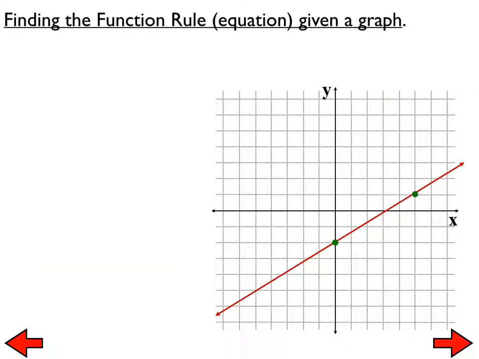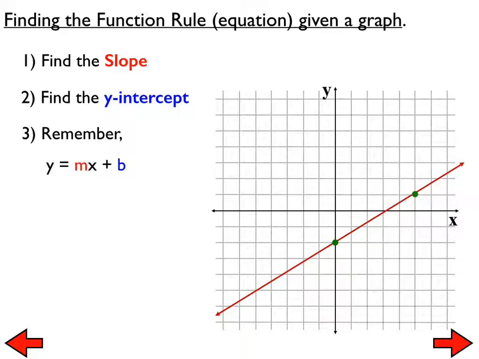All right, so here's the first problem for today. Find the function rule given that graph. Notice how I put in parentheses "equation." Yesterday I gave you a few problems in the homework where instead of asking for the function rule, I asked for the equation, because they're the same thing. The function rule is the linear equation for a situation. So, in case you've forgotten, in order to find the equation of that line, we need the slope. We need the y-intercept. Could somebody please quickly tell me what the slope of that line is?